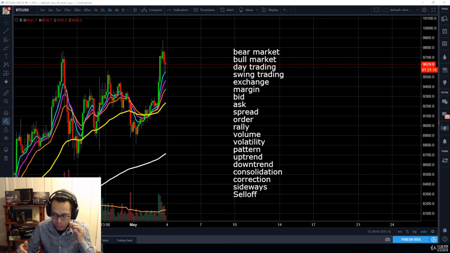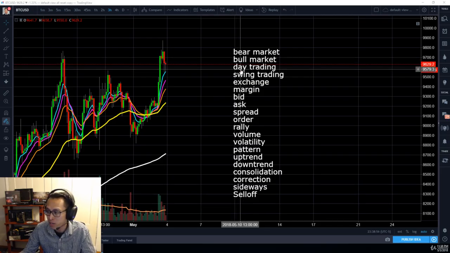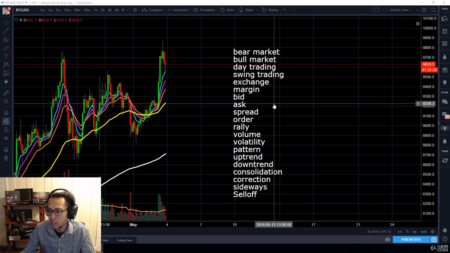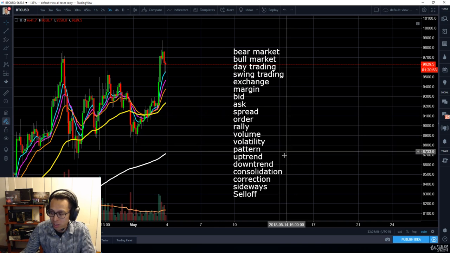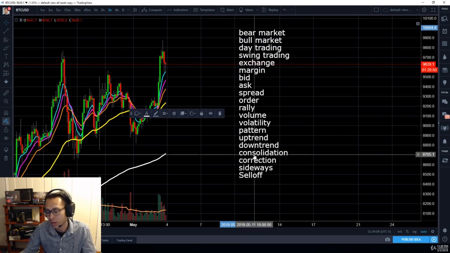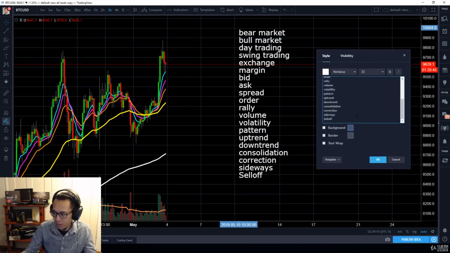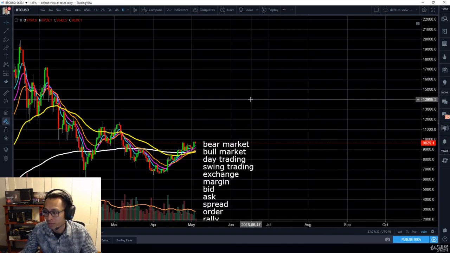So let's go over some of these basic and common terminologies that I think are very important to understand. And the ones that we're going to go over are bear market, bull market, day trading, swing trading, exchange, margin, bid, ask, spread, order, rally, volume, volatility, pattern, uptrend, downtrend, consolidation, correction, sideways, sell off, and then we're also going to go over long and short. So these are very common terminologies that you guys will definitely hear very often, right?